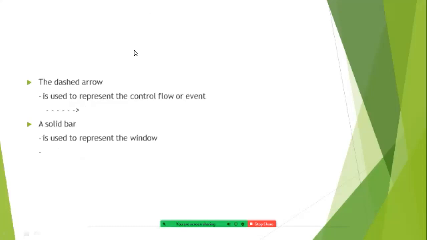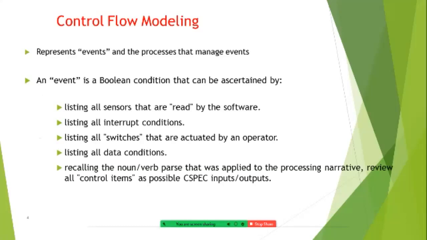The dashed arrow is used to represent the control flow or event. A solid bar is used to represent the window. Control flow modeling represents events and the processes that manage events.